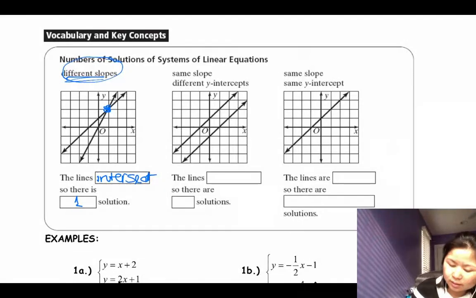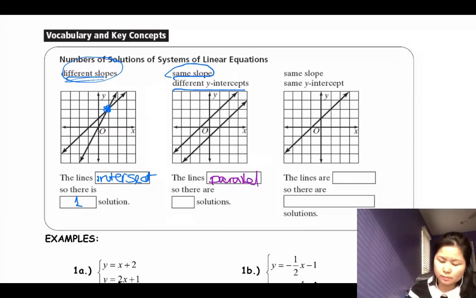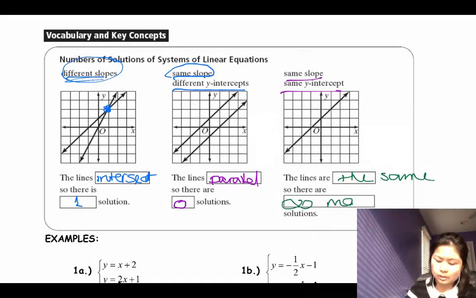Then if they have the same slope but different y-intercepts. If you have two lines, without even graphing it, you can see that information. You're like, okay, if that is the case, then the lines are parallel. What that means is you have zero solutions. Okay. If you have the same slope and the same y-intercept, think about the equation. If you have the same slope and the same y-intercept, that means it's exactly the same. So the lines are the same, and then infinitely many solutions.